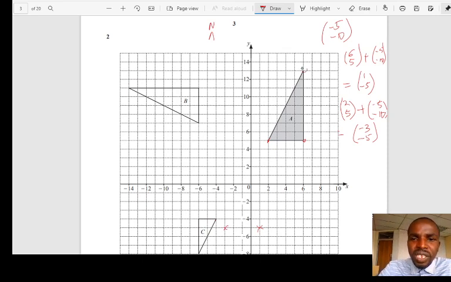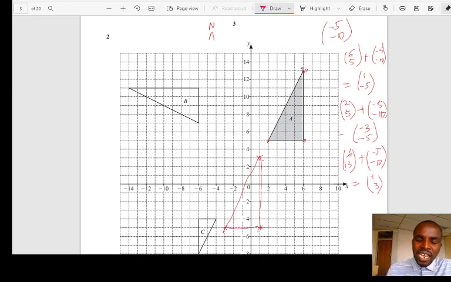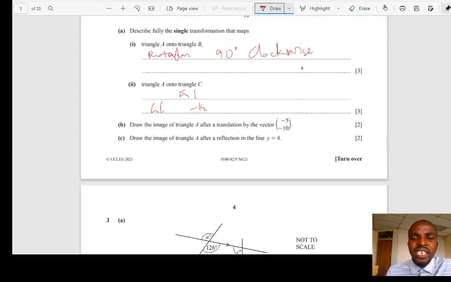Then the last point, this one, is x 6, y 13. Then you add the vector minus 5, minus 10. What do you get? 6 plus minus 5 is 1. 13 minus 10 is 3. So it's 1, 3. x 1, y 3. It's here. Then you join your points like this. So that will be the image under a translation vector minus 5, minus 10.